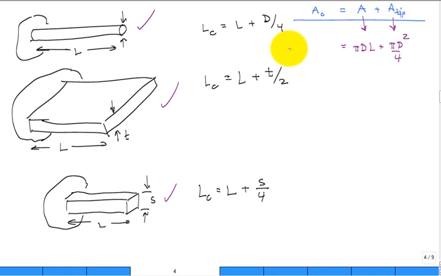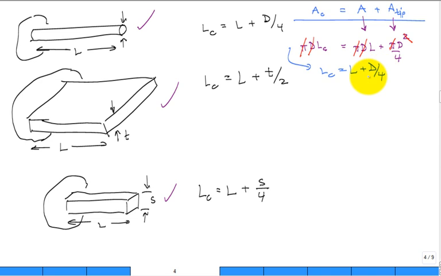And so it needs to match what's on the right side of my equation. Pi D L sub C. This equation, I can cancel the pi's. I can cancel the D. And I'm left with the bottom line, the final equation. L sub C is equal to L plus D over 4.